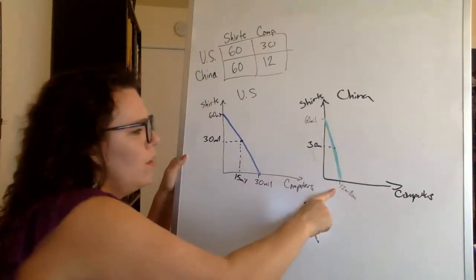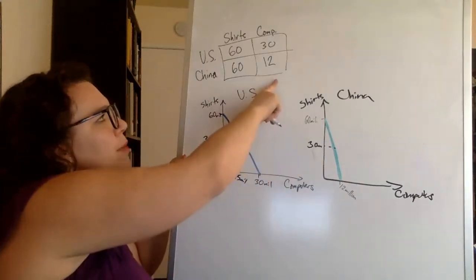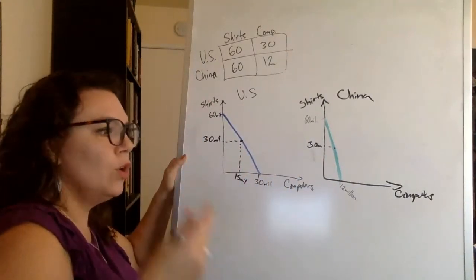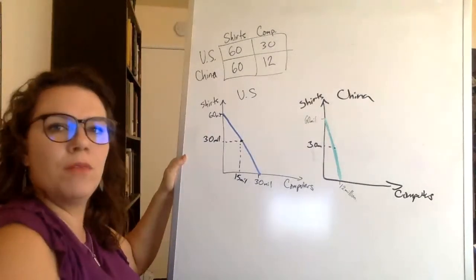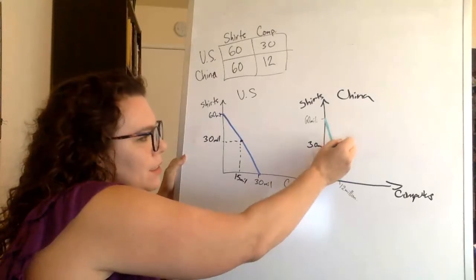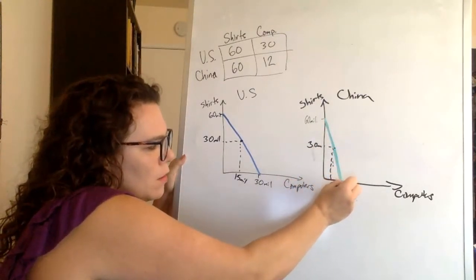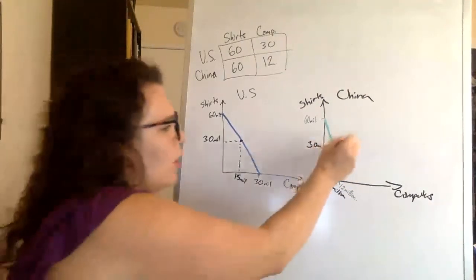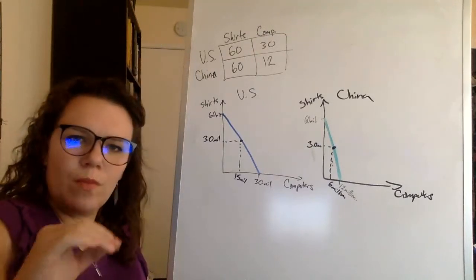But those remaining 500,000 workers are only going to be able to produce 12 computers each. So 12 computers times 500,000 workers means that we'll only get 6 million computers. So that gives us our production point for China and our consumption point for China.